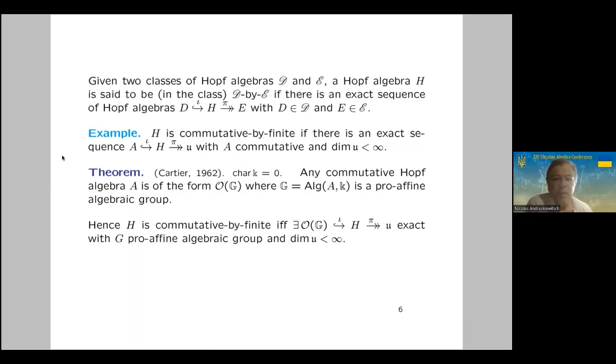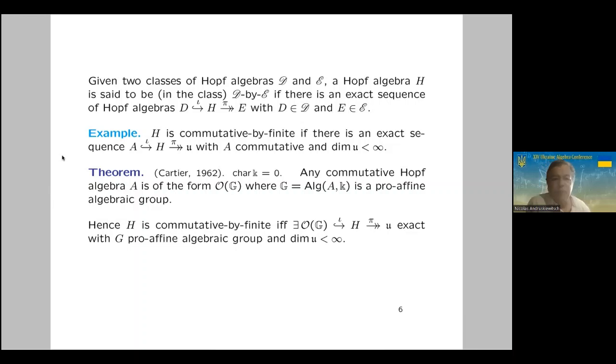Now, mimicking the vocabulary for groups, let us say that we have two classes of Hopf algebras, D and E. Then I will say that a Hopf algebra H is in the class D by E, or simply that H is D by E, if there is an exact sequence as before of Hopf algebras, D to H to E, where D belongs to the class D and E belongs to the class E.